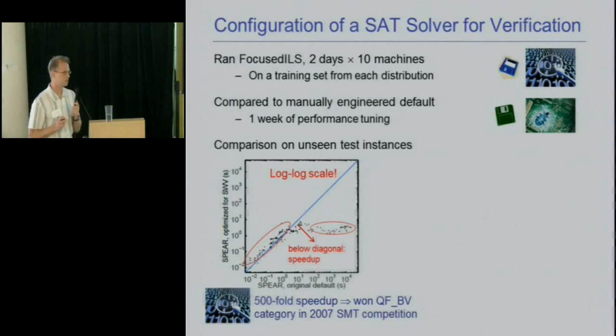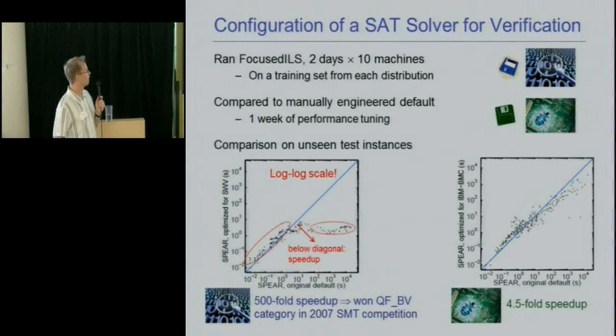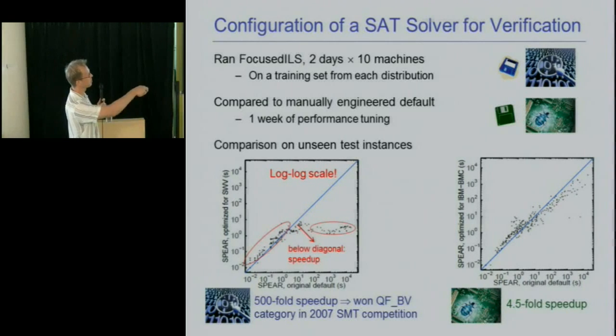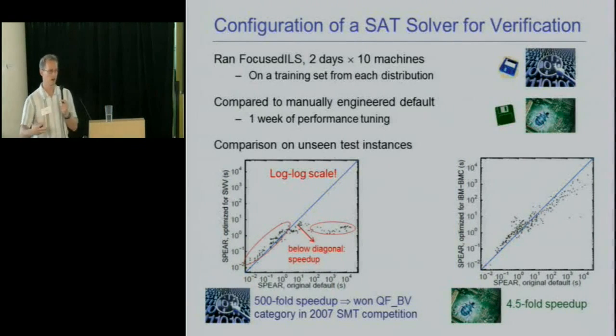Based on that, SPEAR actually won a gold medal in the 2007 Satisfiability Modulo Theories competition. For the hardware verification, the results weren't quite as impressive, but still very nice: a 4.5-fold speed up with the same trend of better performance for harder instances.